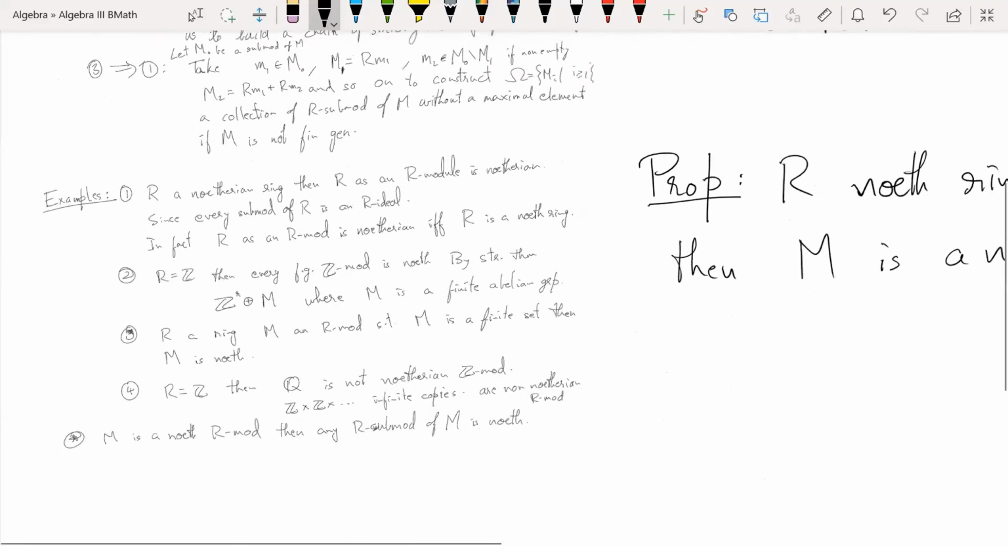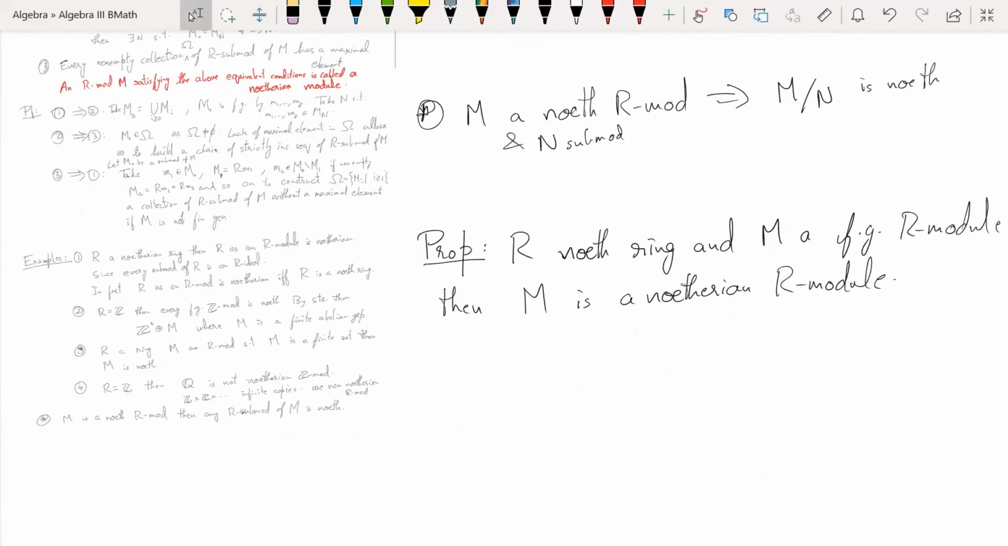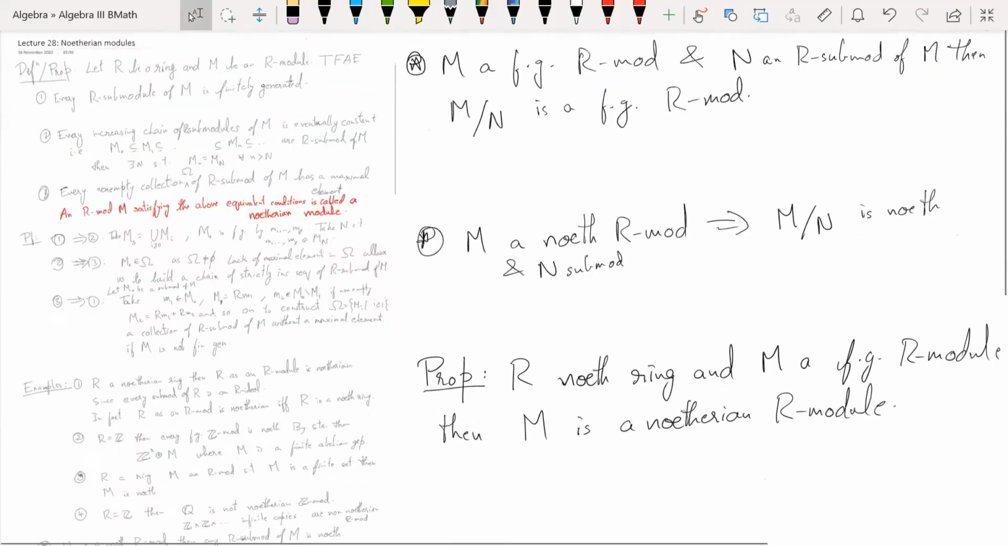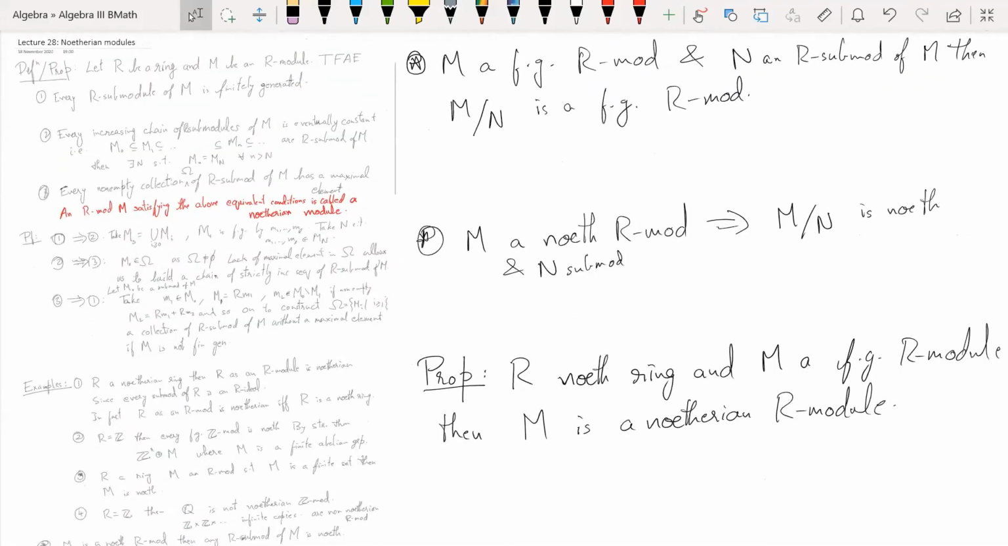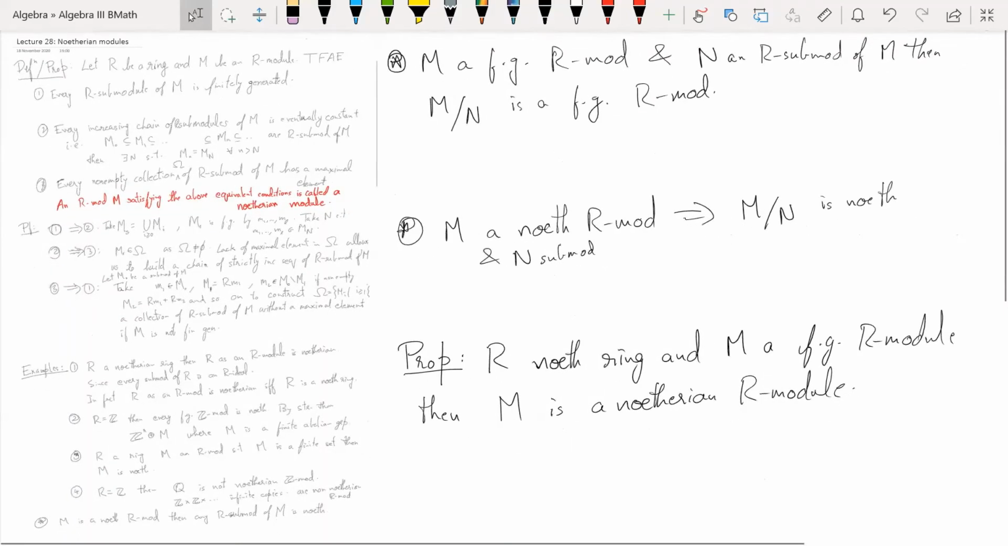Another thing which is nice is that the Noetherian property is closed under quotients as well. That's true about finitely generated modules. Note that if M is a finitely generated R-module and N is an R-submodule of M, then M mod N is a finitely generated R-module. I'll just lay down an argument.